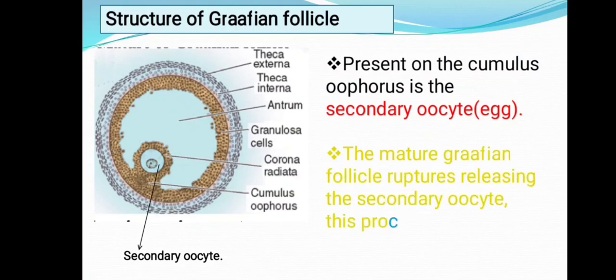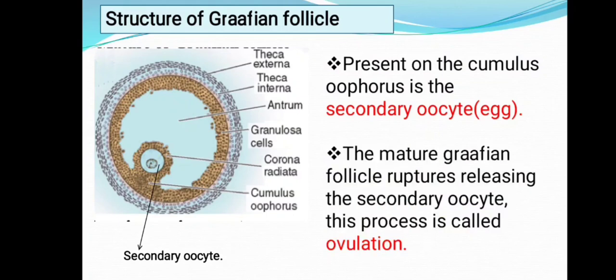The matured Graafian follicle ruptures, releasing the secondary oocyte. This process is called ovulation. So, release of the secondary oocyte from the matured Graafian follicle occurs by a process called ovulation.